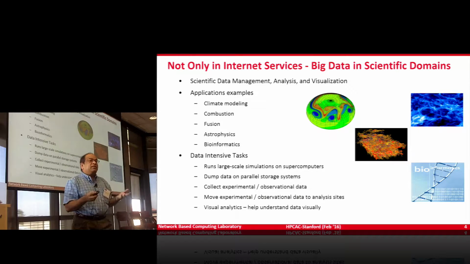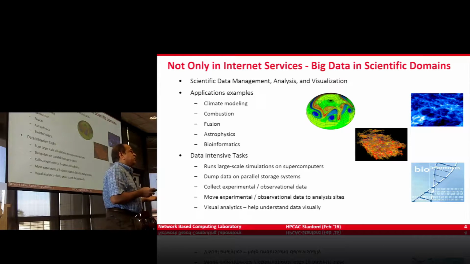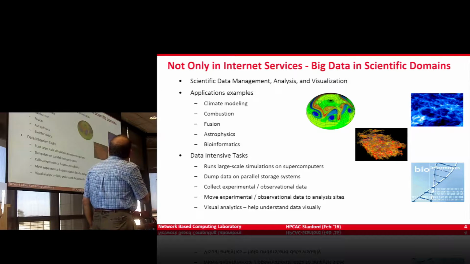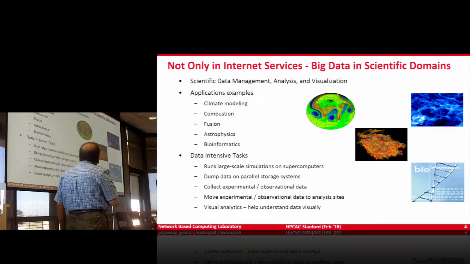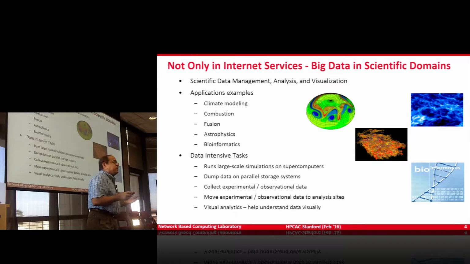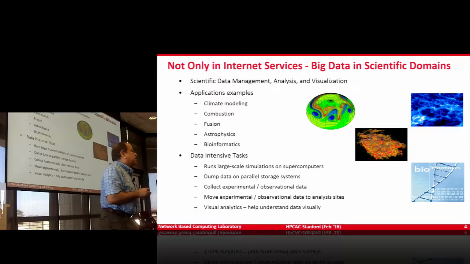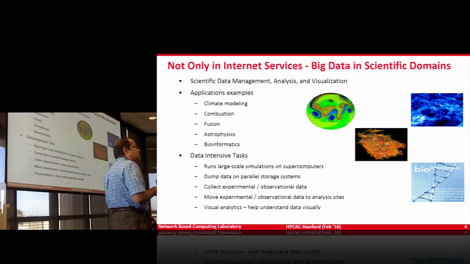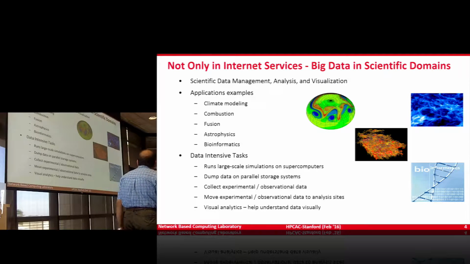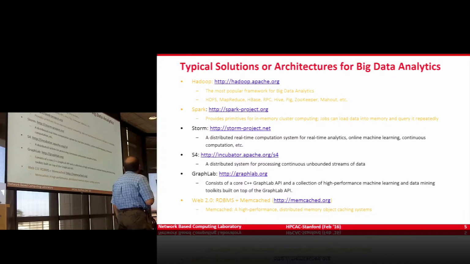Now that is not just the internet data, but we also see similar kinds of things on the traditional HPC side. As we are talking about petascale systems and exascale systems, people are trying to not just process the data, but also manage, analyze, and visualize it. If you take examples like climate modeling, combustion, fusion, astrophysics, bioinformatics, typically a scientist or engineer tries to simulate these, runs the job, then dumps the data on the parallel storage systems, collects the data, moves the experimental data to some analysis site, and also does visual analytics. So these are the traditional things we also see from the scientific side.